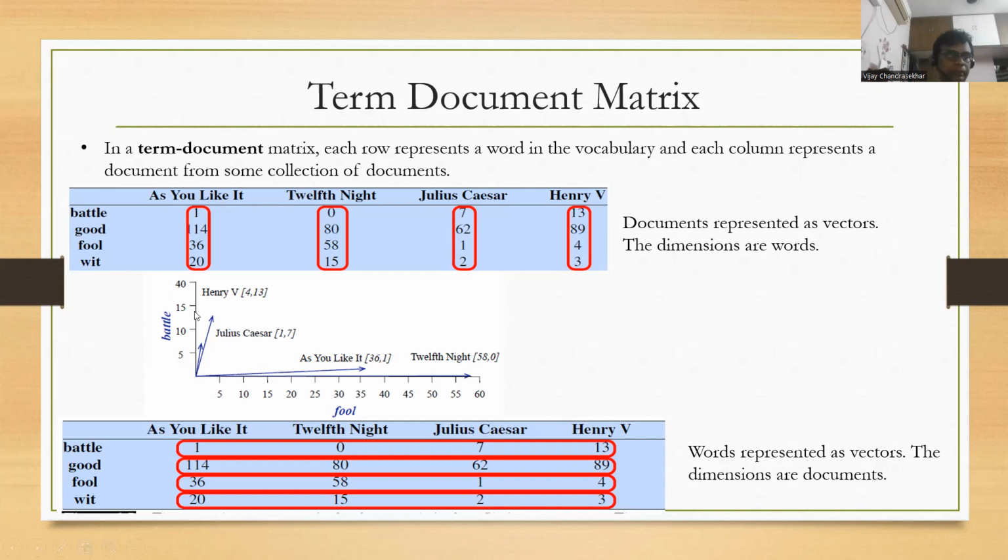So here, what they have done is, we cannot plot 4 dimensions. So they've just plotted it along two dimensions: one is battle and the other is fool. They plotted it in these two dimensions. They didn't plot along good and wit because we cannot show 4 dimensions. So let's just focus on 2 dimensions. Just look at this: As You Like It, Twelfth Night, a plot with two vectors, and then you have Henry V and then Julius Caesar.